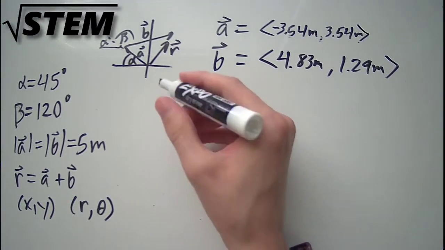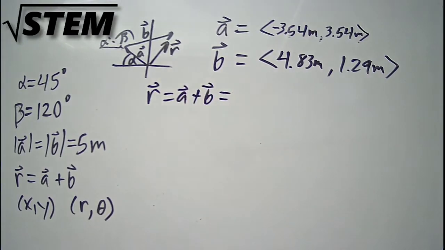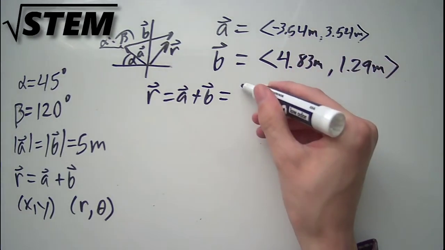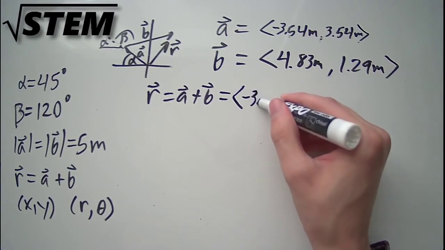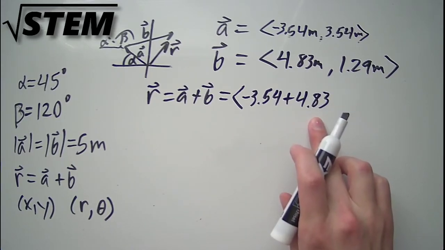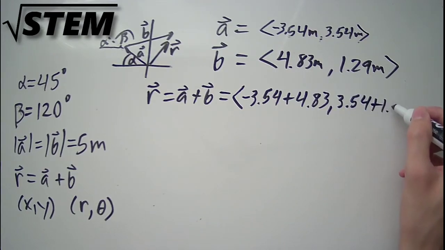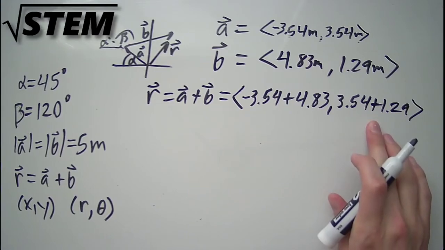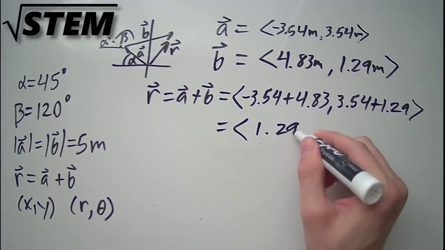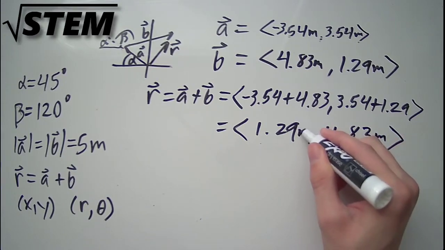Okay, now comes the easy part. R equals A plus B. Now all we do here is we take the x component from both of them and add it together to get our new x component. It's negative 3.54 plus 4.83 is the x part of our resultant vector, and 3.54 plus 1.29 is the y component of our resultant vector. And that comes out to 1.29, 4.83, both in meters.